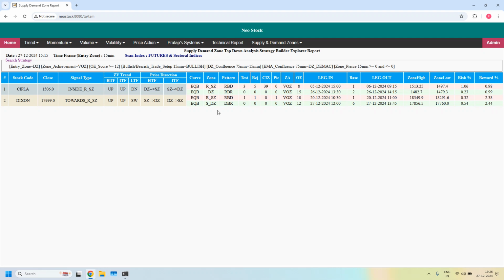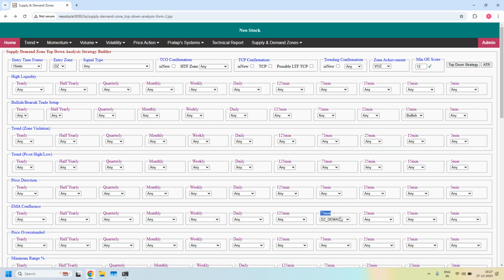Because these 15 minutes demand zones are part of the 75 minutes demand zone, and those 75 minutes demand zones are having daily EMA confluence, and trend is also uptrend. Okay, next filter is LTF, ITF and HTF demand zone confluence.